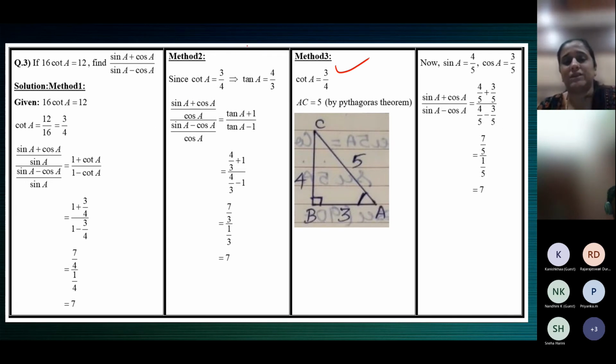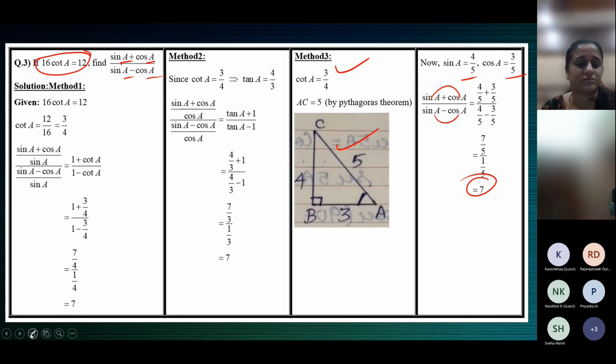The other method is familiar to you, because when we are given the value of one t ratio, we can find the other t ratios using a right triangle. The regular procedure: use a right triangle, find the missing side using Pythagoras theorem, and find sin A and cos A. Substitute the values and evaluate. 7. Whatever method you use, the answer is 7.